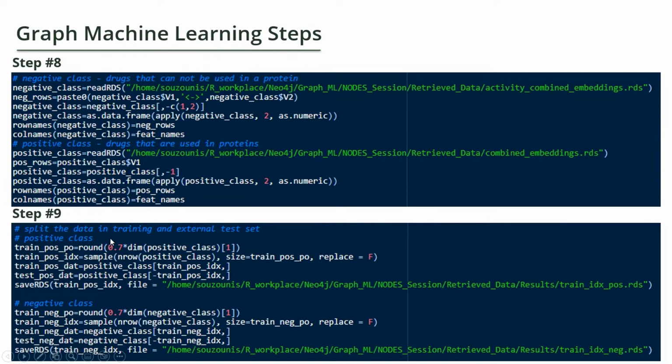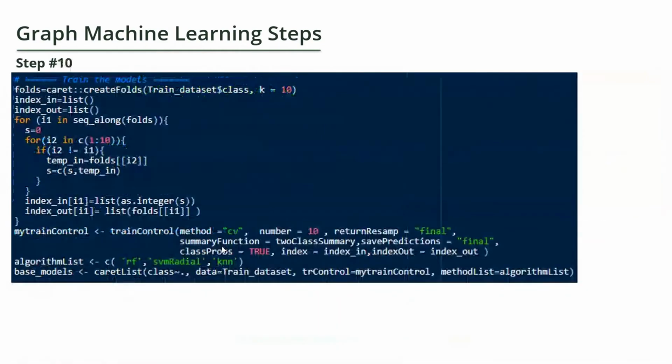In the ninth step, we split the data in training and external test set. The split is done with 70% of the whole data set. So we take the 70% of the positive class and the 70% of the negative class in order to design the training data, while the 30% remains for the test set. The data are randomly sampled.